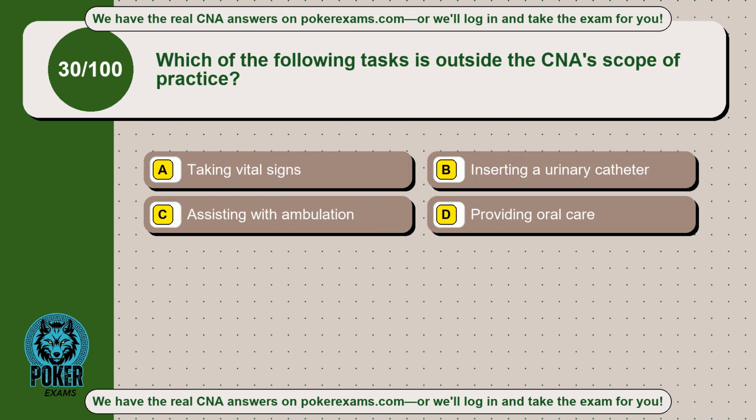Question 30. Which of the following tasks is outside the CNA's scope of practice? Option A, taking vital signs. Option B, inserting a urinary catheter. Option C, assisting with ambulation. Option D, providing oral care.